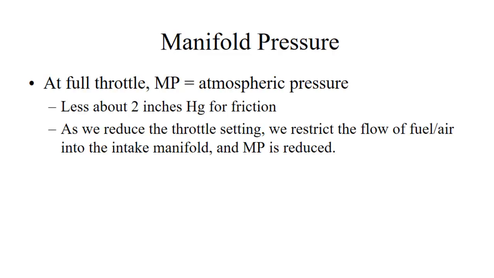As we reduce the throttle setting, we restrict the flow of fuel air mixture into the intake manifold, and manifold pressure is reduced. Typical cruise manifold pressure setting is between 20 and 24 inches, and there's exceptions out there, but that's a pretty normal manifold pressure setting.